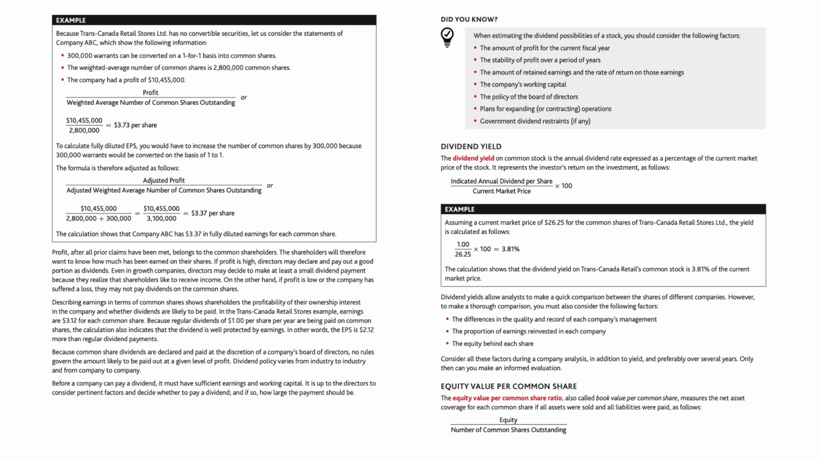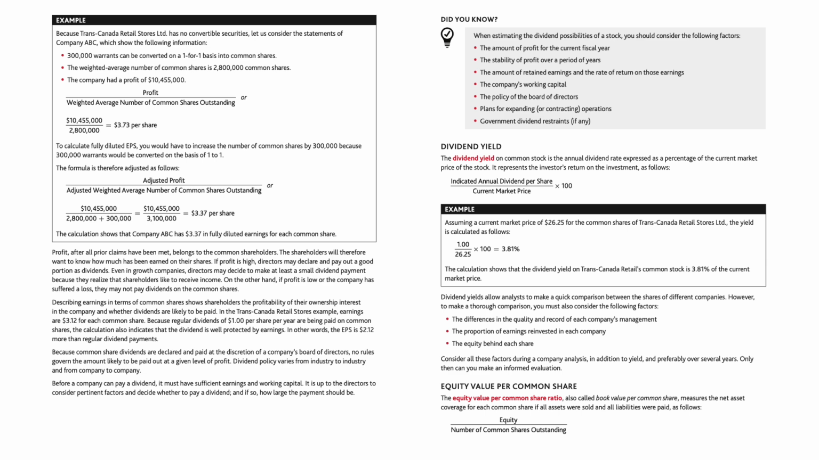Describing earnings in terms of common shares shows shareholders the profitability of their ownership interest in the company and whether dividends are likely to be paid. In the TransCanada Retail Stores example, earnings are $3.12 for each common share. Because regular dividends of $1 per share per year are being paid on common shares, the calculation also indicates that the dividend is well protected by earnings. In other words, the EPS is $2.12 more than regular dividend payments.